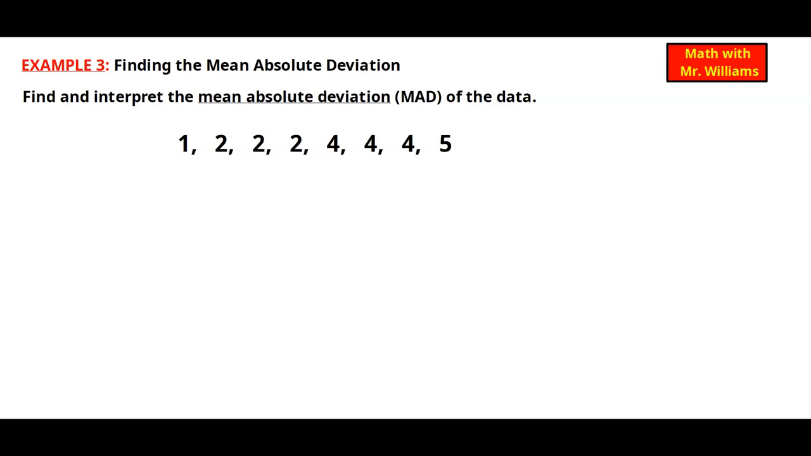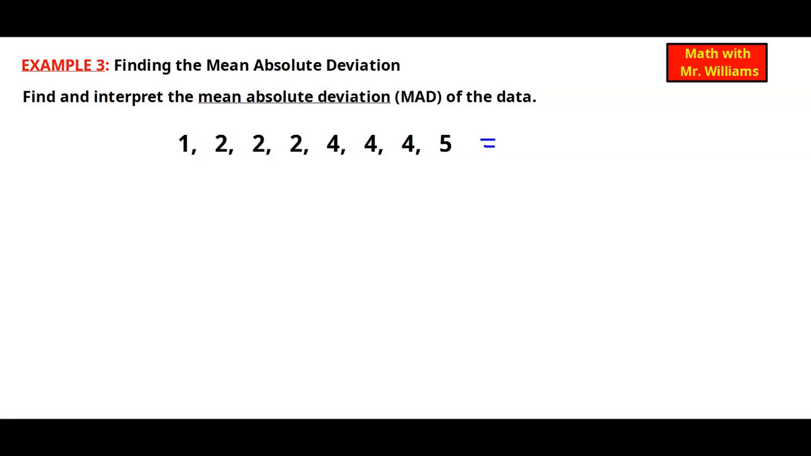Math with Mr. Williams, Example 3. Finding the mean absolute deviation. Find and interpret the mean absolute deviation of the data. The first thing we need to do is find the mean of the data. So we're going to add all these numbers up.